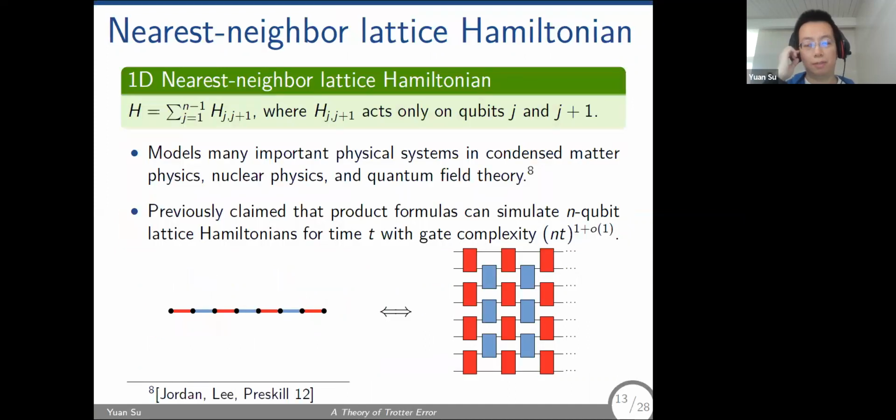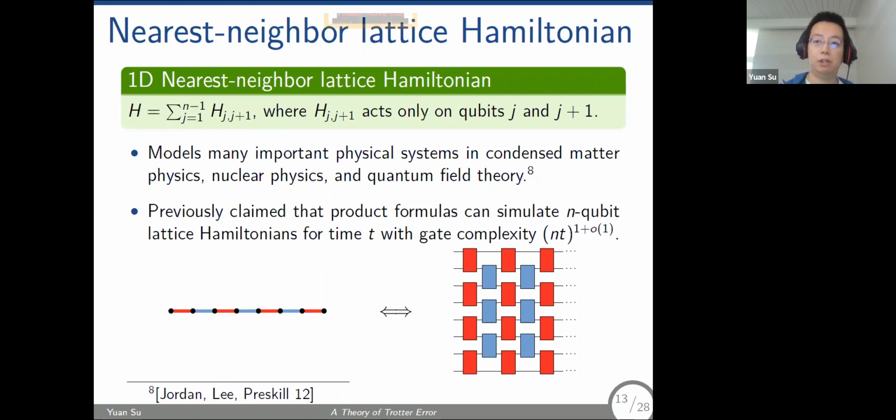The first example that we have in mind is the simulation of nearest neighbor lattice Hamiltonians. We have seen an example of this in earlier slides, this 1D Heisenberg model, but in general, you can consider a more general setting. For example, we have a 1D spin chain, and then we have nearest neighbor interactions. This kind of Hamiltonian models many physical systems in, let's say, condensed matter physics, nuclear physics, and quantum field theory.